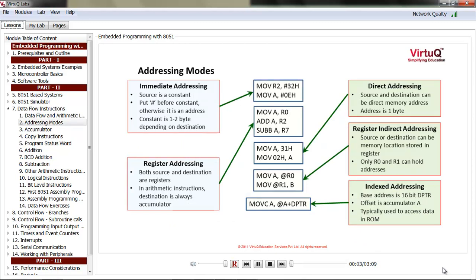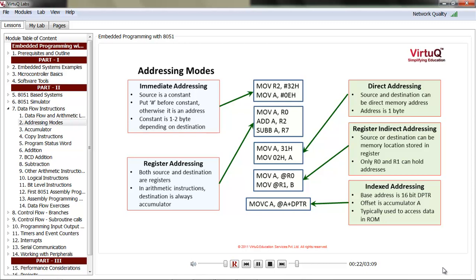Operands of an instruction may be accessed in many different ways. These mechanisms are referred to as addressing modes. Basically, it is telling us how to access or address a particular operand of an instruction. 8051 has 5 different addressing modes.